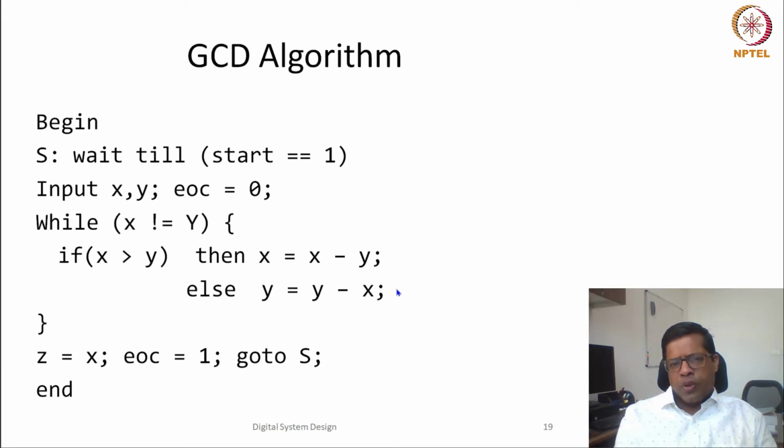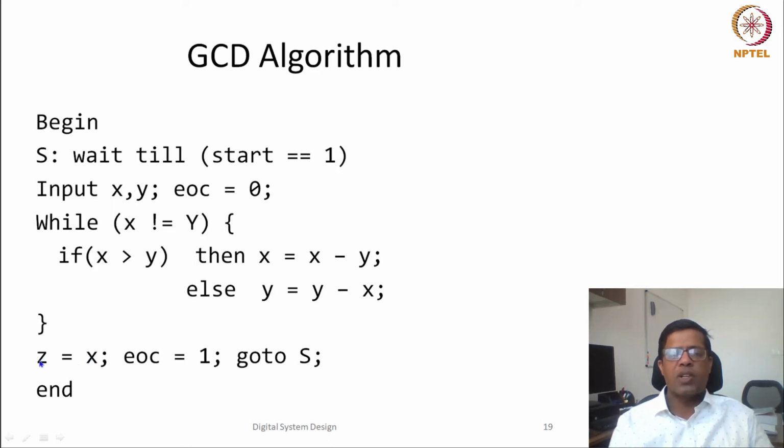Okay, so when x is not greater than y, that means at some point of time x would be equal to y. So when x is equal to y, we have finally calculated the GCD. So at that time, either x or y would be equal to the GCD.